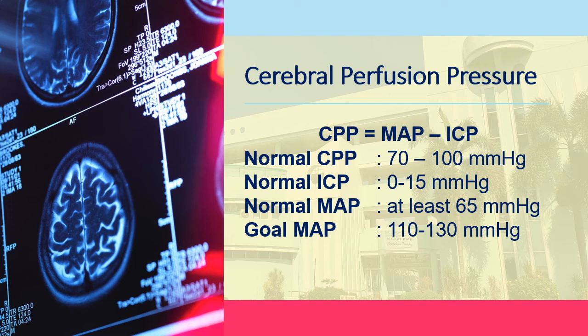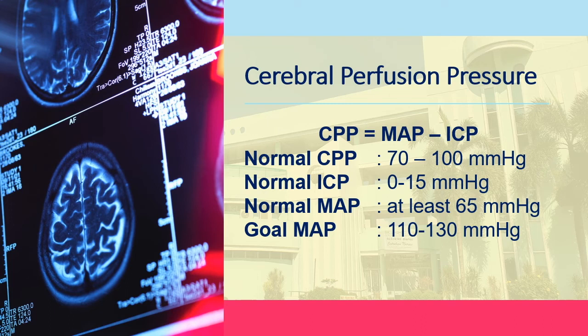That is to ensure adequate CPP. Because recall, if your mean arterial pressure and your ICP will be equal to one another, the brain perfusion would stop. Try to picture this. If the MAP is 100 and the ICP is also 100, 100 minus 100 is obviously 0. So your cerebral perfusion pressure is 0.